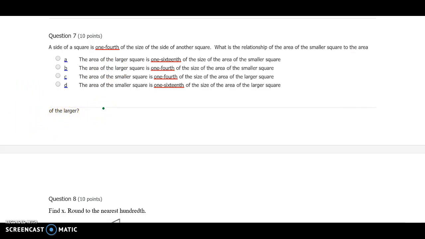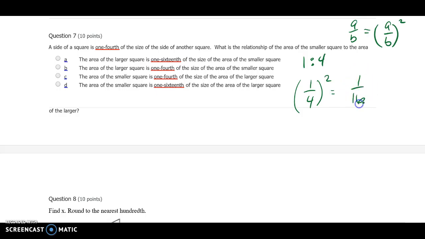So we have a ratio between side lengths of 1 to 4 between those two squares. We can represent that ratio in the form of a fraction, 1/4, and we learned that if we have the ratio of side lengths, a over b, the ratio of the areas is just a over b squared. So if we wanted to find the ratio between the areas, we would just square this. And we find that the ratio between areas is 1/16, or 1 to 16.